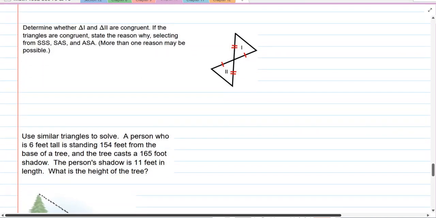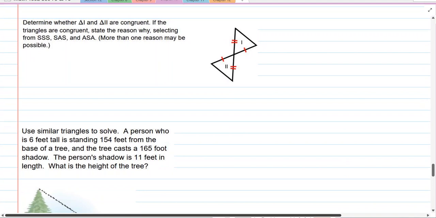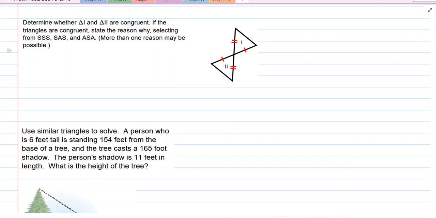So now we're looking at some little proofs, and we want to see whether triangle 1, this is triangle 1 right here, and triangle 2, this one right here, are congruent. That means equal. So that means that the sides are equal and the angles are equal. So let's see, and state why, selecting these. And I didn't list them, so we want to talk about these. So it is side, side, side.